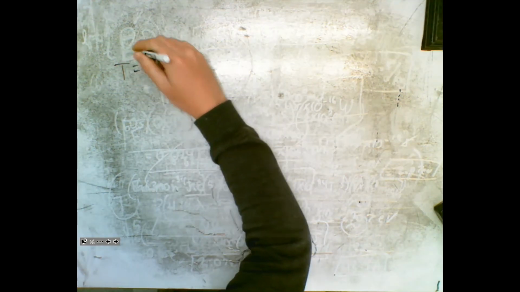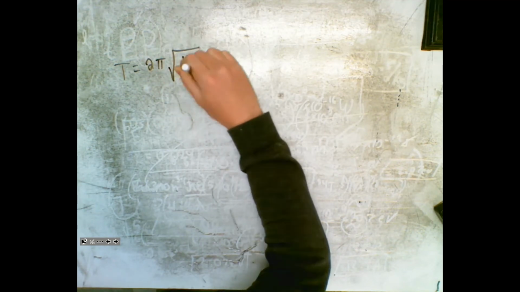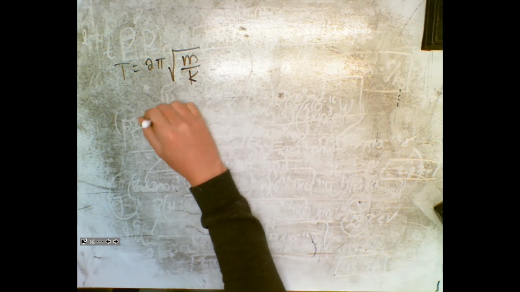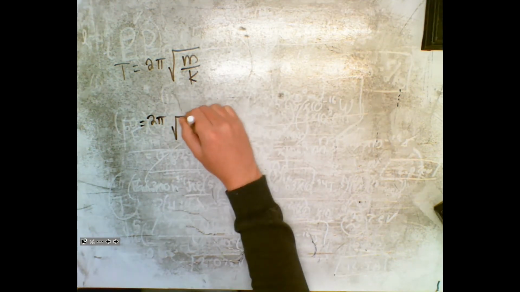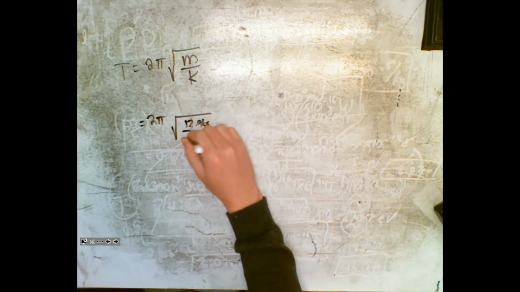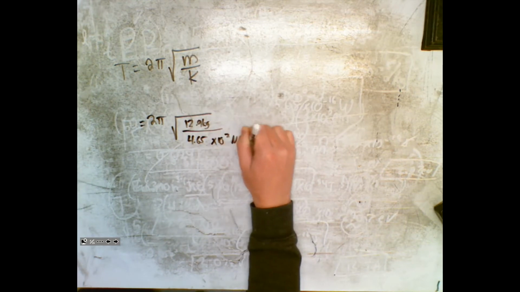So for an oscillating spring, the period equals 2 pi square root m over k, and we're just looking for the period, so we don't need to rearrange this at all. So our mass is 12.9 kilograms, our spring constant is 4.65 times 10 to the 2 newtons per meter.